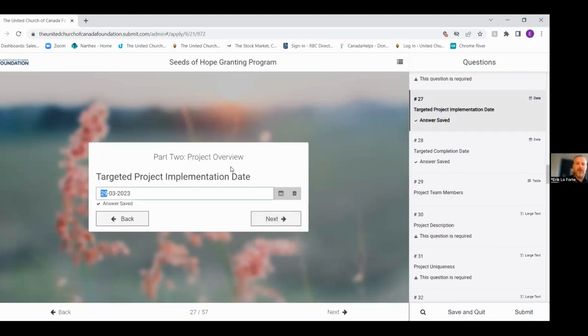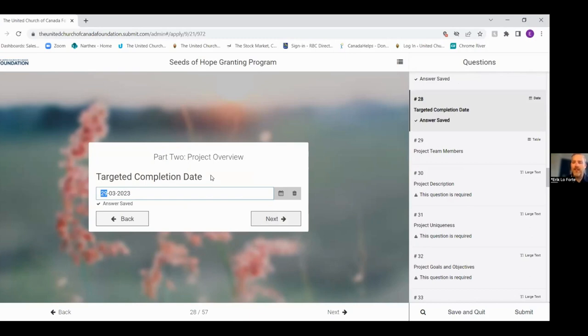The targeted implementation date. This is when is your project starting? So this could be in the future. So you've submitted the application today and you could say it's starting in 2 months, or this could have started a year ago. Just give us a sense of where your project started.